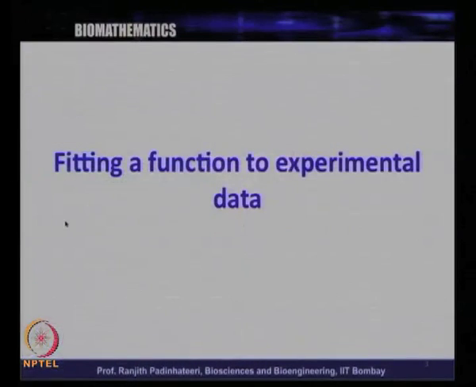But what is going on behind the computer? What is the principle behind this fitting? How do they fit it? So, that is the question. Essentially, we will be finding out how we fit a function to experimental data. So, under statistics, our title for today is fitting a function to experimental data. That is essentially what we are going to discuss.